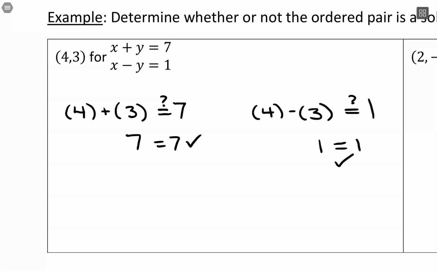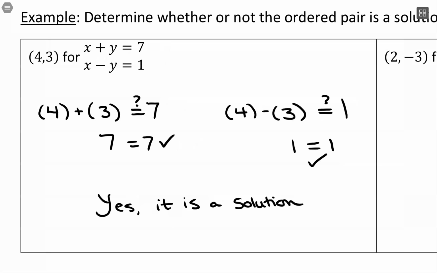So 4 minus 3, and does that equal 1? It does. With questions like this, make sure you write an answer. Just this isn't enough. We would need to actually answer, like, we're determining whether or not the ordered pair is a solution. Yes, it is a solution. That would be our final answer, and that work up above would be the proof.